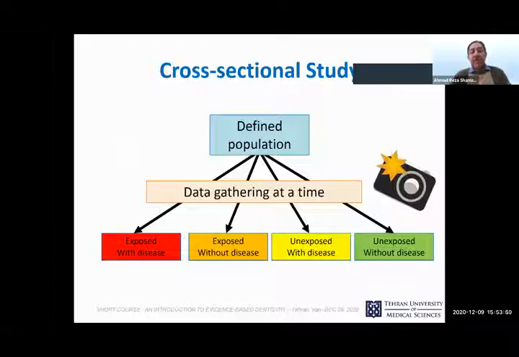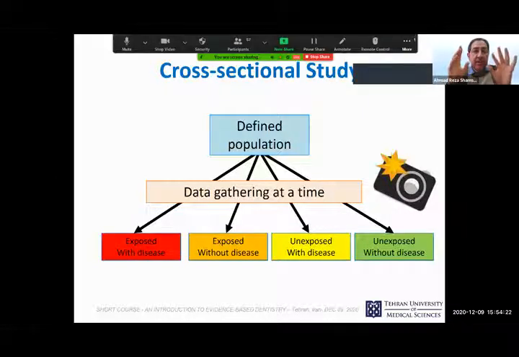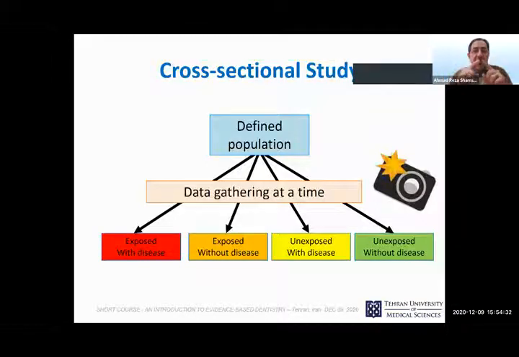In cross-sectional studies, we have a defined population and we get our study samples by defined eligibility criteria. And at one time, as a snapshot, we ask about both exposure and outcome. For example, today, do you have any exposure to smoke? And today, do you have any disease? So this is the type of question in a cross-sectional study.